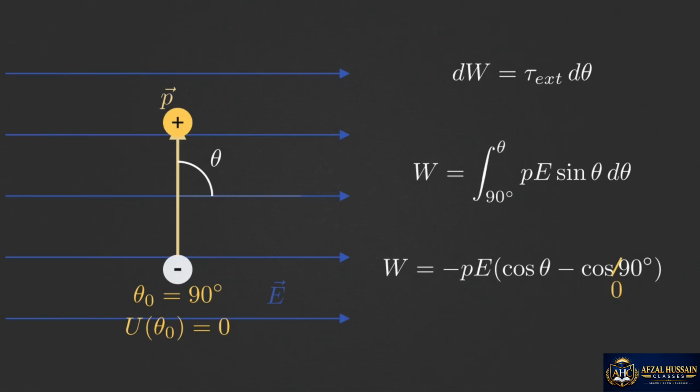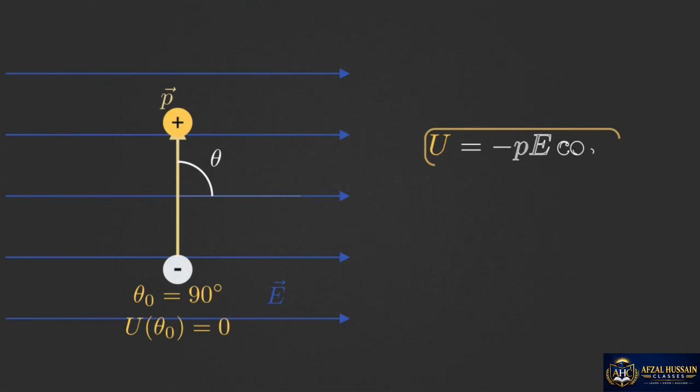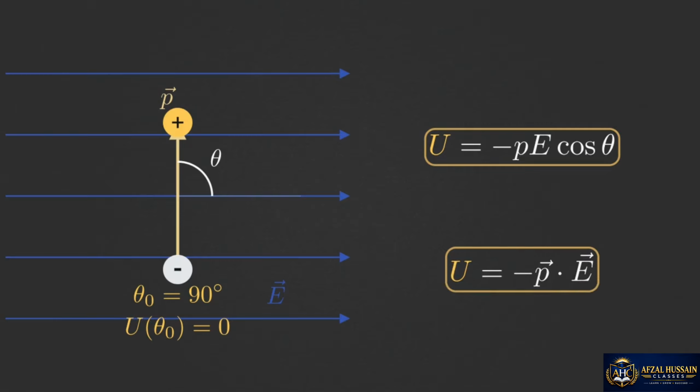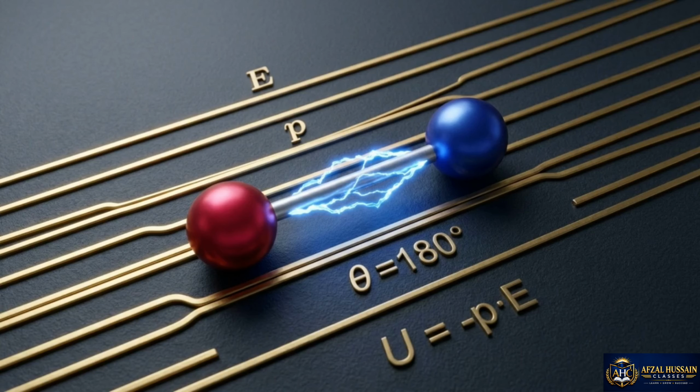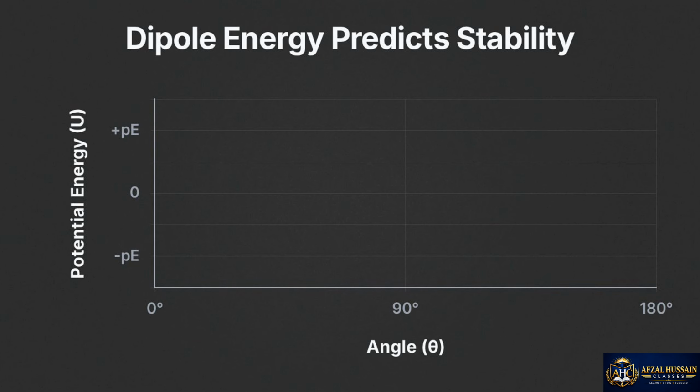This derivation leads to our final formula. Potential energy, U, equals negative pE cosine theta. In vector notation, this is expressed as the negative dot product of the dipole moment and the electric field. The work performed to twist the dipole against the field translates directly into the potential energy stored in its new orientation. This graph shows the potential energy function.